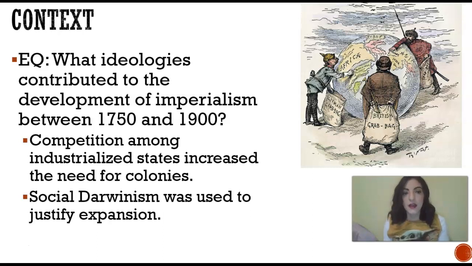So the context. Our essential question is, what ideologies contributed to the development of imperialism between 1750 and 1900? And if you're a little bit confused about the definition of imperialism, don't worry, we're going to get through it through this whole entire video and presentation. Basically, to answer that question before we even get started, these countries are going to start competing with each other for natural and raw resources located in places that are underdeveloped. So you're going to have competition amongst industrialized states going to non-industrialized countries to basically steal what they have and then use it for their advantage.